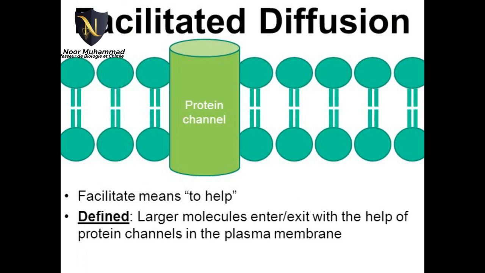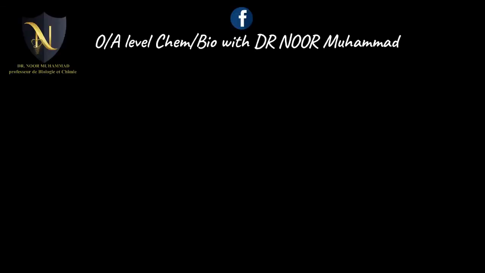In facilitated diffusion, larger molecules are going to enter and exit with the help of what's called a protein channel located within the cell membrane or the plasma membrane. Watch this. Glucose is just too big of a molecule to pass directly through the cell membrane. However, because of the protein channels that are embedded throughout the cell membrane, glucose molecules can pass through from the outside to the inside of the cell, and no energy is required. Again, this is what we mean by passive transport. No ATP energy is required for this to happen. One more time, here comes a glucose molecule passing through the protein channel. These protein channels help larger molecules go through diffusion, and that's why it's called facilitated diffusion.